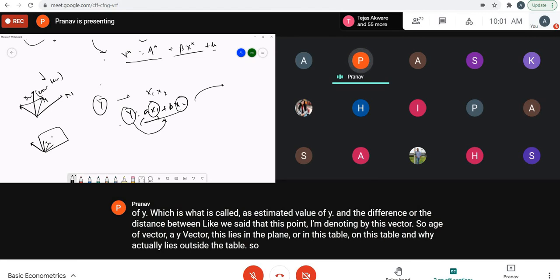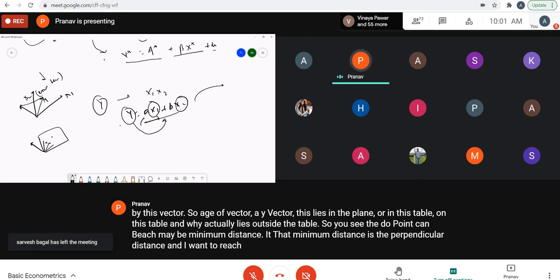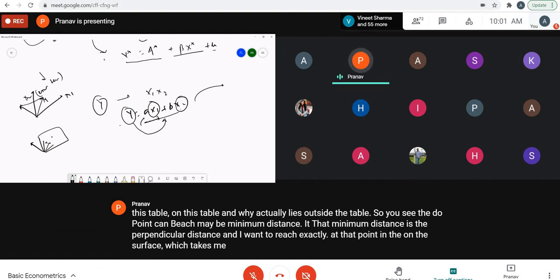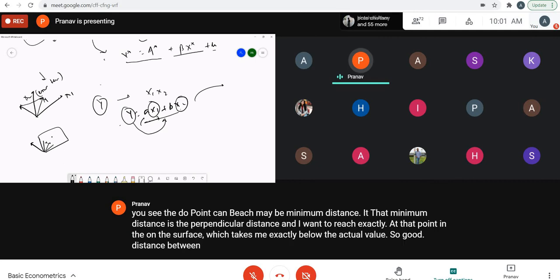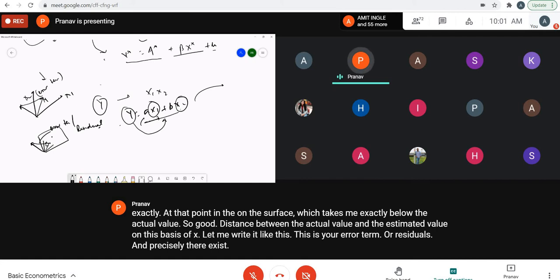The minimum distance between any two points is the perpendicular distance, and I want to reach exactly that point on the surface which takes me exactly below the actual value. So the distance between the actual value and the estimated value on the basis of x, let me write it like this, is your error term or residuals. And precisely there exists an angle of 90 degrees.